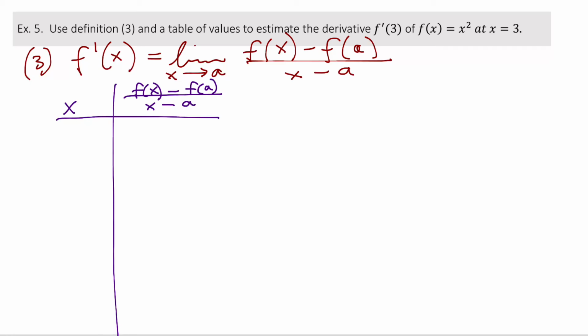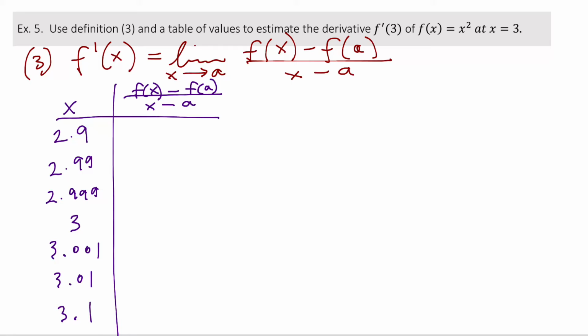So I've got an x of 3 that I want to approach, and if the limit exists, I have to approach it from the left. So I have to get really, really close from the left, and then I have to get really, really close from the right, like we've been doing with the table. And then we figure out our slopes in the second column there. So let me write those out.